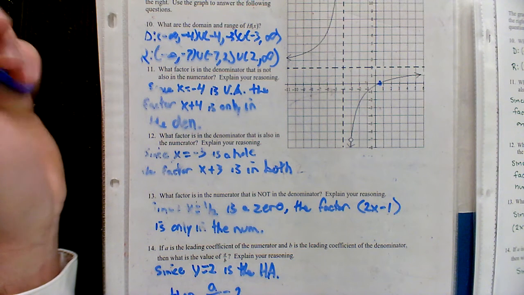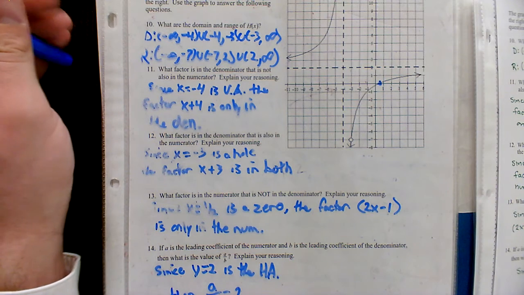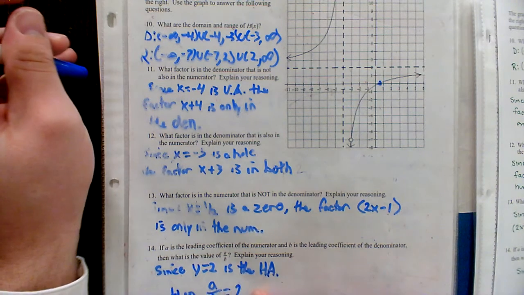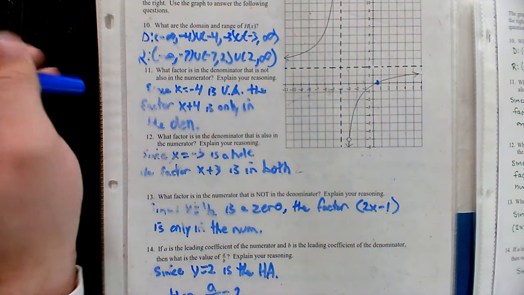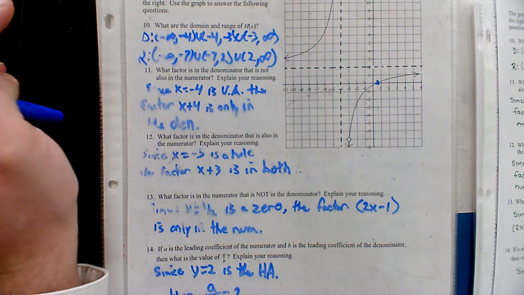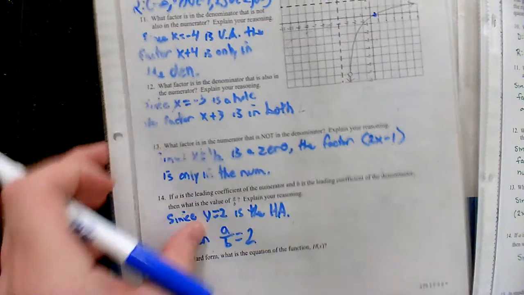Is it top heavy, bottom heavy, or equally heavy? Equally heavy, because you know it's the leading coefficients and it's at y equals 2. It's not at 0 and it's not a slant. So you know they have to be equally heavy. So the last question is going to refer to that.